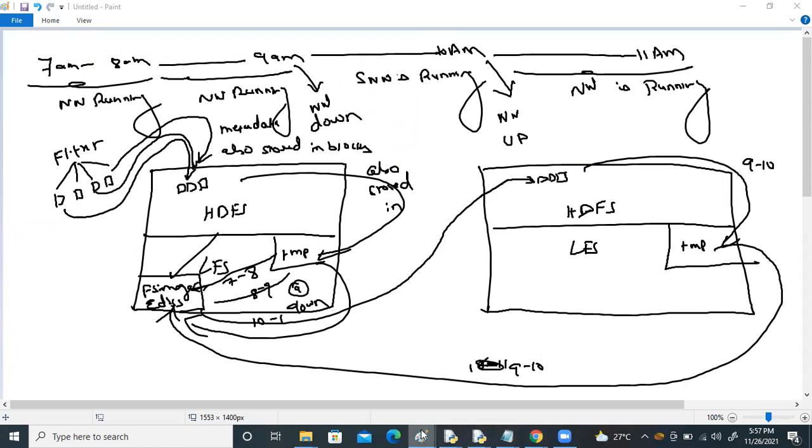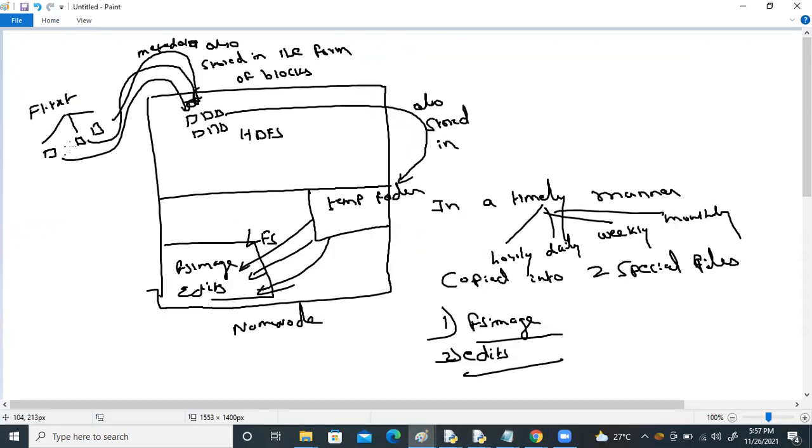So here, if you observe this example, right? A file in Hadoop: the data is stored in the data node. But here I'm talking about the name node. Metadata is stored about that data, data about data. Metadata is also stored in the form of blocks, and that metadata is also stored in the temp folder in the local file system, that is Linux. So in a timely manner, the metadata is copied into two special files called FS image and edits, right? Okay, this is what the name node does.